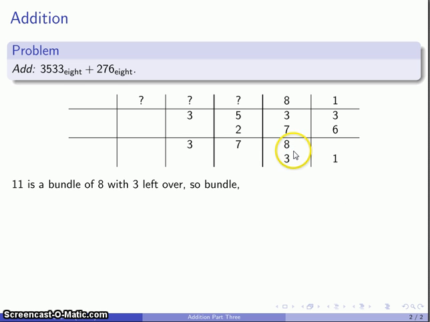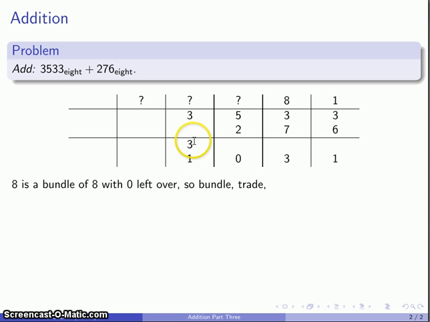There's our 11 once again. And this bundle I can trade for 1 more in the next place over, and then I can combine these two, 7 and 1, make an 8. And again, I'll bundle a set of 8, and with 0 left over, I take my bundle of 8 and trade for 1 in the next place over, and I'll combine the 3 and the 1 to make a 4.